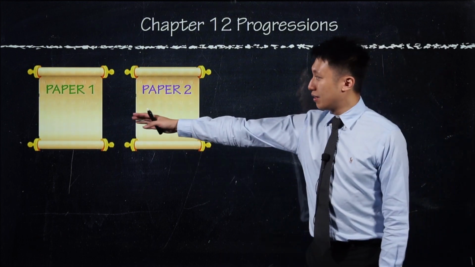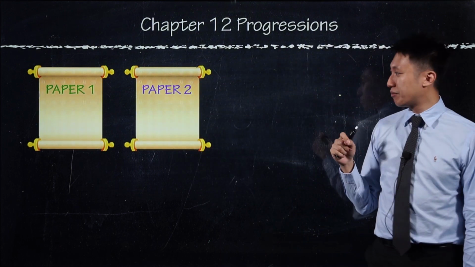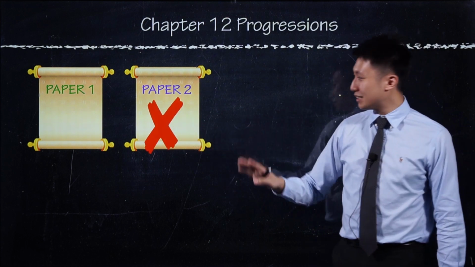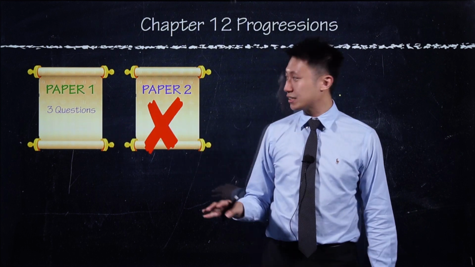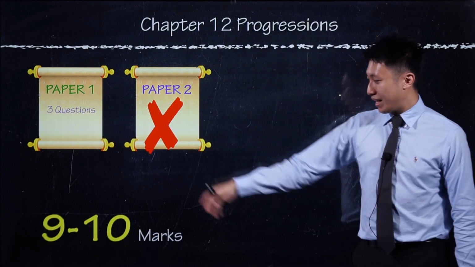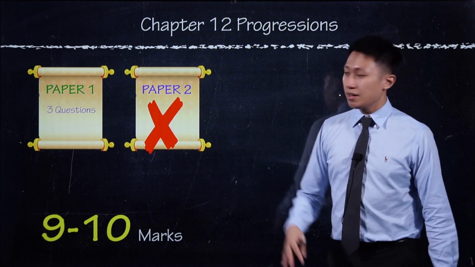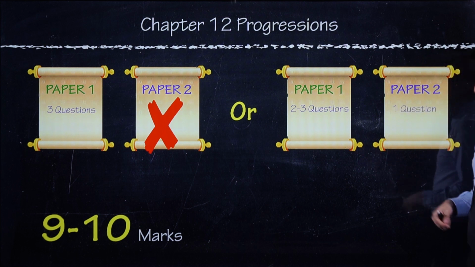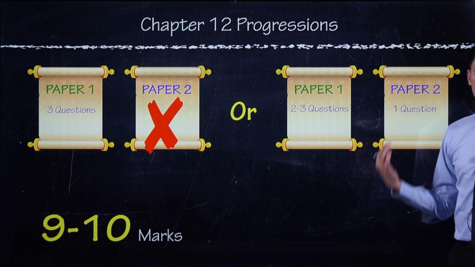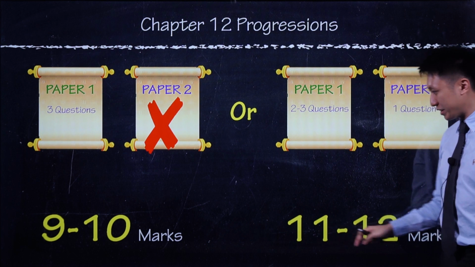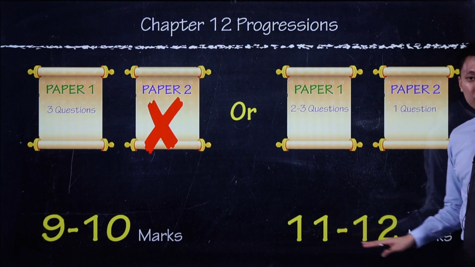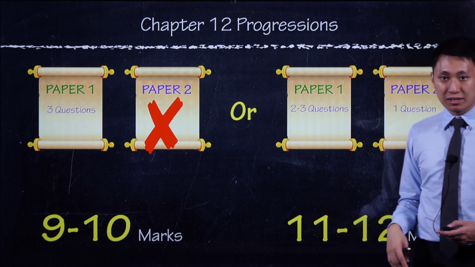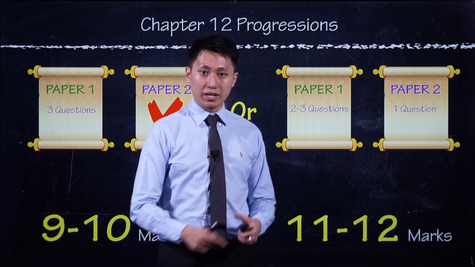So here in chapter 12, progressions, there are two possibilities. First case is that I have 3 questions in paper 1 that carry about 9 to 10 marks. Or it could be something like this: you have 2 to 3 questions here and 1 question in paper 2. Whenever you have 1 question in paper 2, the weightage will be slightly higher, so it could be between 10 to 13, something like this. Not that much difference from here.